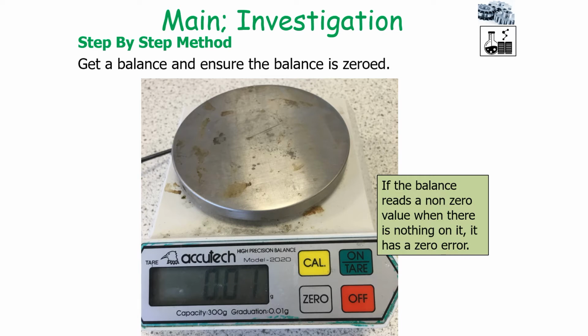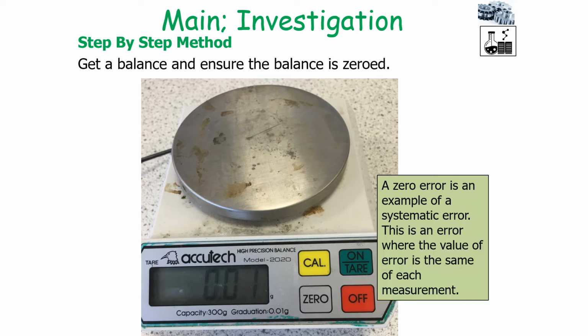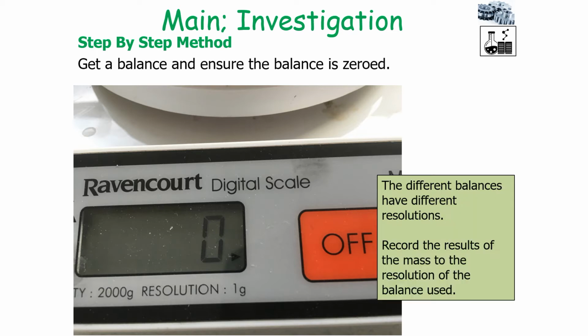So you would get a balance and ensure the balance is zeroed. If the balance reads a non-zero value when there's nothing on it, it has a zero error. Now a zero error is an example of a systematic error. This is when there's an error of the same value in each measurement. So the value of the error is the same for each measurement that you would take in the investigation.